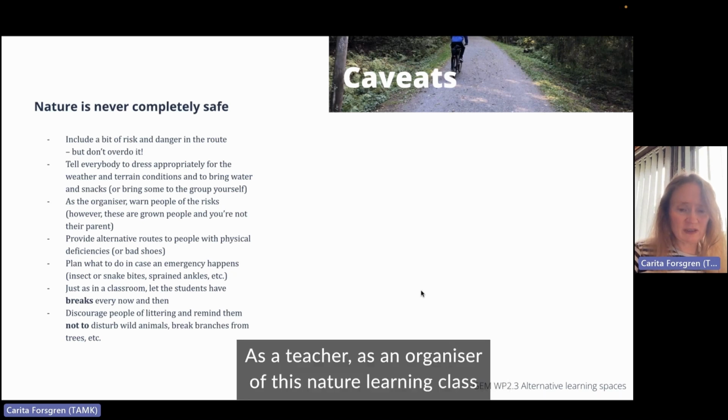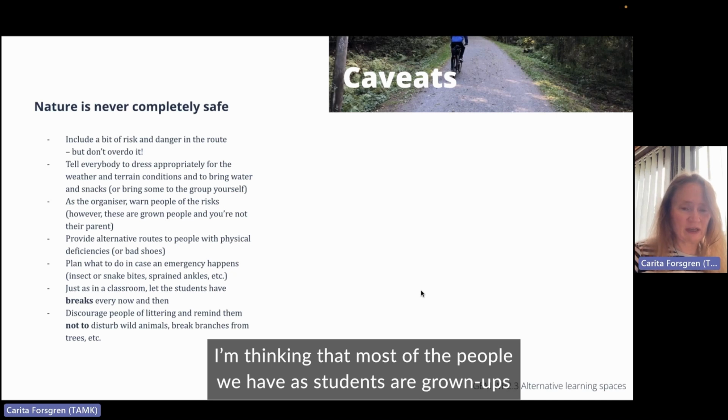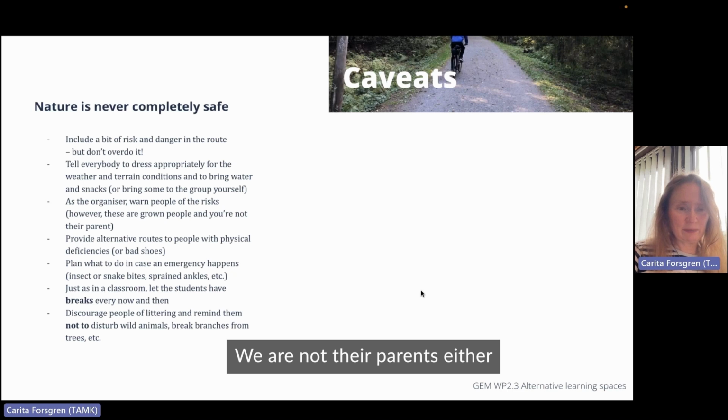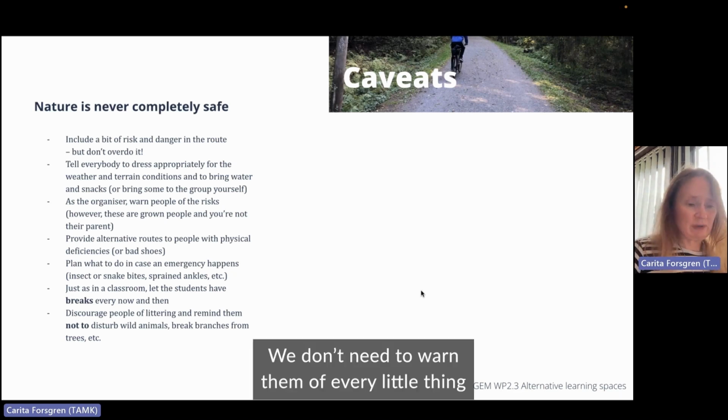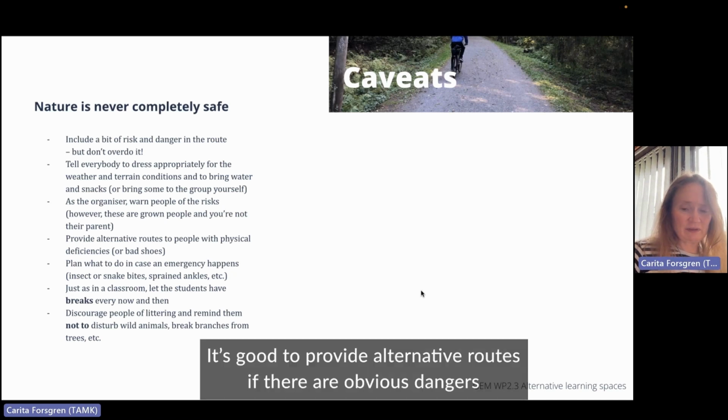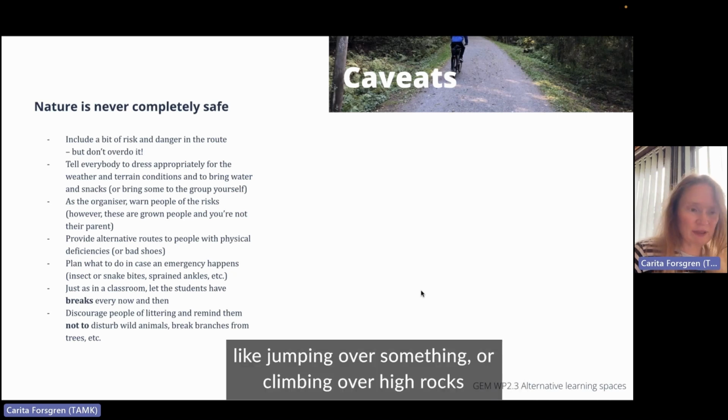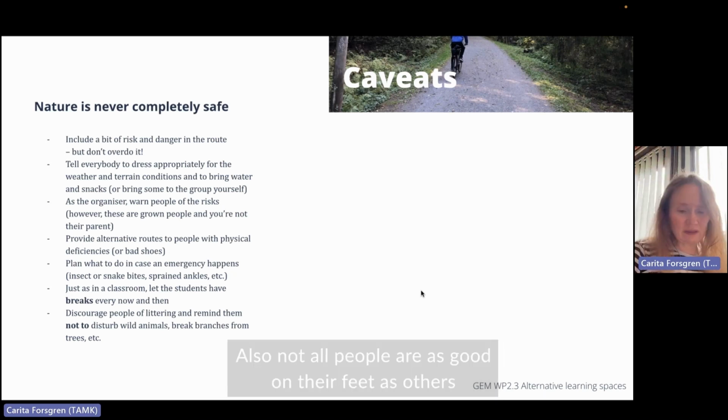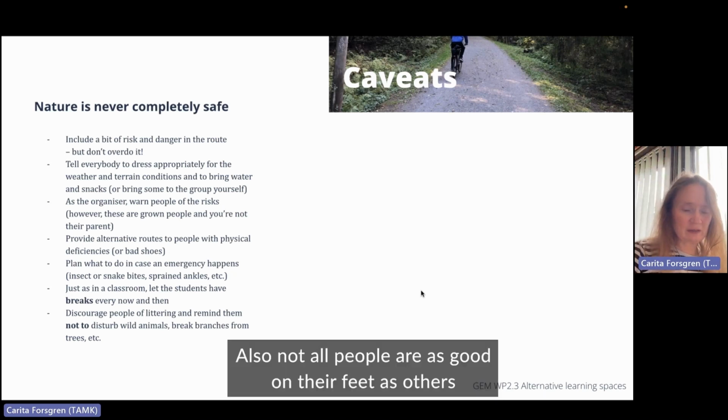So as a teacher, as an organizer of this nature learning class, I'm thinking that most of the people that we have there as students are grown-ups. So we are not their parents either. We don't need to warn them of every little thing. However, it's good to provide alternative routes if there are some obvious dangers, like jumping over something or climbing on high rocks. And also not all people are as good with their feet as others.